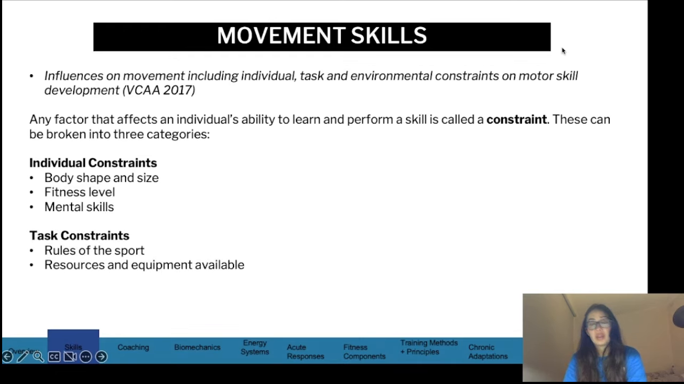Now we're moving on to constraints-based coaching and constraints. Any factor that can affect an individual's ability to learn and perform a skill is called a constraint, and these can be broken into three categories. We've got individual constraints such as body shape and size, fitness level, and mental skills. In terms of task constraints, we've got things such as rules of the sport, resources and equipment available, team size, and number of players.